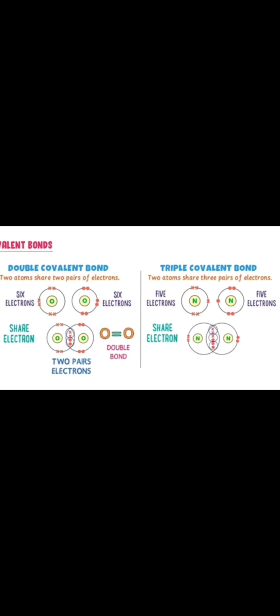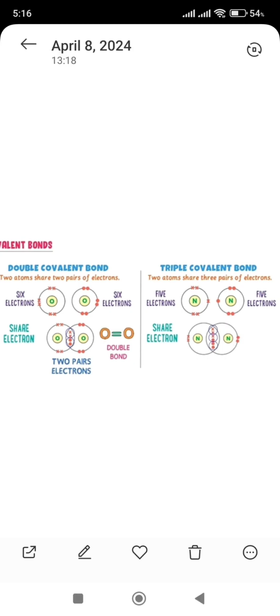Now we move toward the third type of covalent bond, that is the triple covalent bond. It is the covalent bond in which the two atoms mutually share three pairs of electrons. For example, consider two atoms of nitrogen. We can see that there are five electrons present in the last shell of one nitrogen. It needs three more electrons to get stability. Also, in the last shell of the second nitrogen there are five electrons present. It needs three more electrons to get stability.